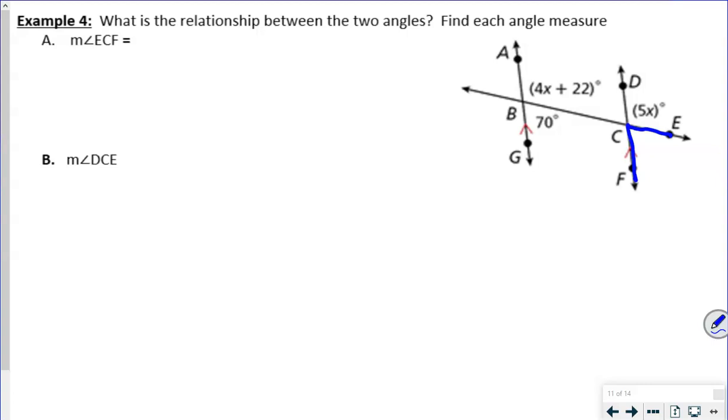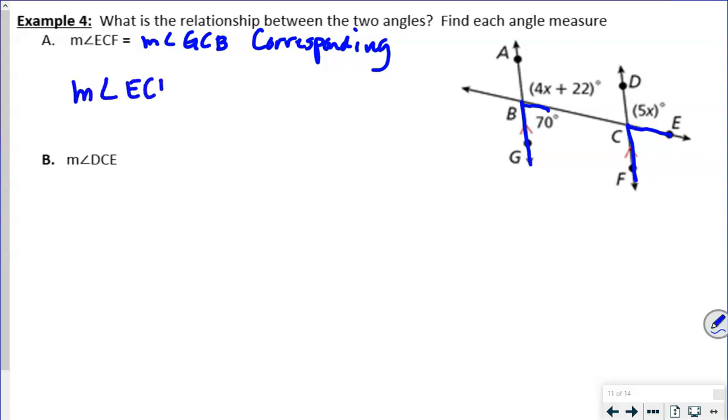So is there any angle that we could use to find ECF? Well, I noticed that I have the measure of GBC. Do you notice that? So this is equal to the measure of GCB, because they're in corresponding positions, aren't they? Do y'all see that? Okay, because they're both below the transversal and to the right of the parallel lines. So same side, same, right? Okay, so that means the measure of angle ECF is going to be our 70 degrees, isn't it? Is equal to 70 degrees. Again, why? Because they're in corresponding positions, okay?